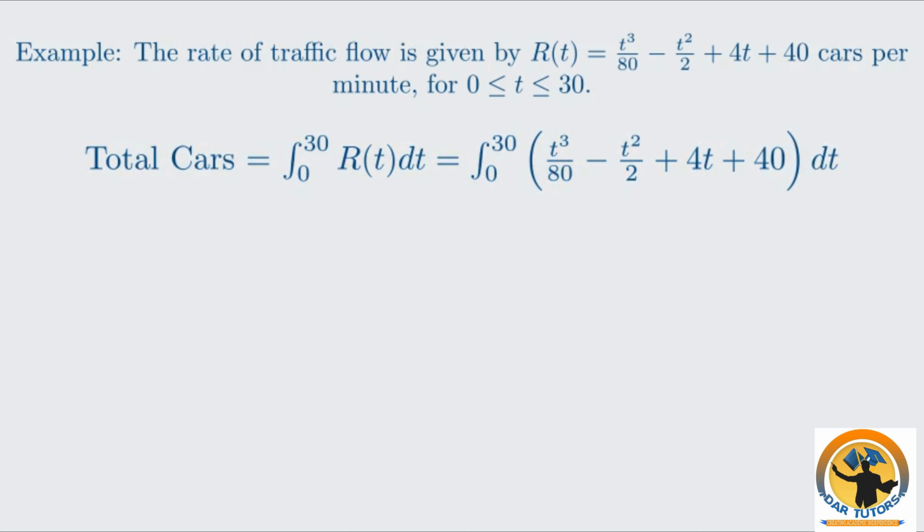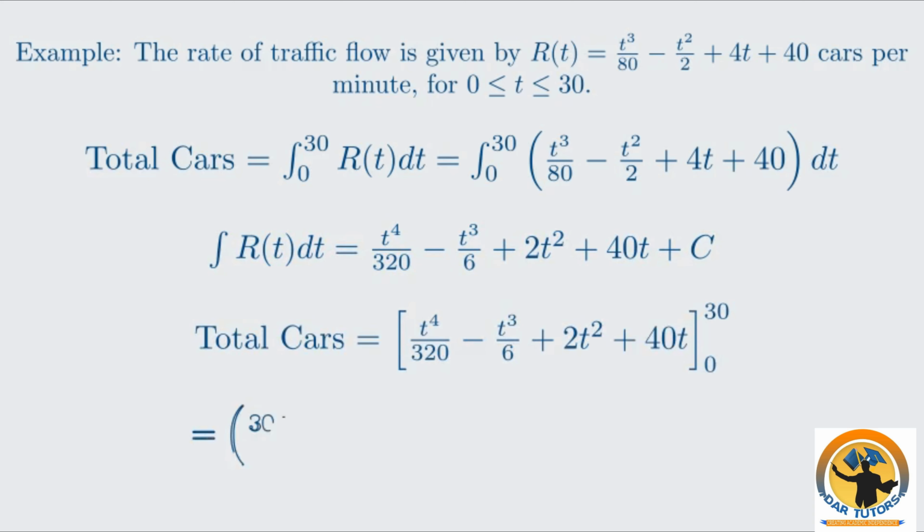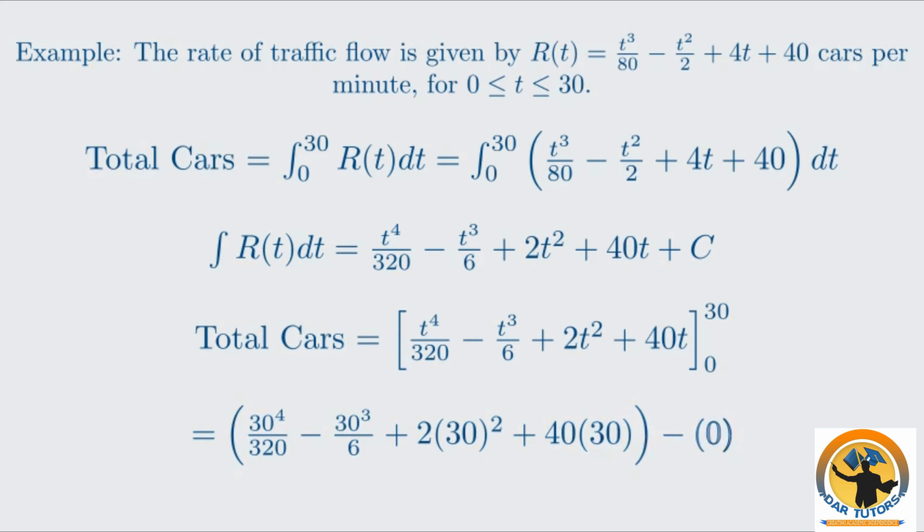Let's find the antiderivative of r of t. The antiderivative is t to the fourth over 320 minus t cubed over 6 plus 2t squared plus 40t. Now we evaluate this from 0 to 30. We plug in 30 for t, and then subtract the result of plugging in 0 for t. The terms with t all become 0 when we plug in 0.